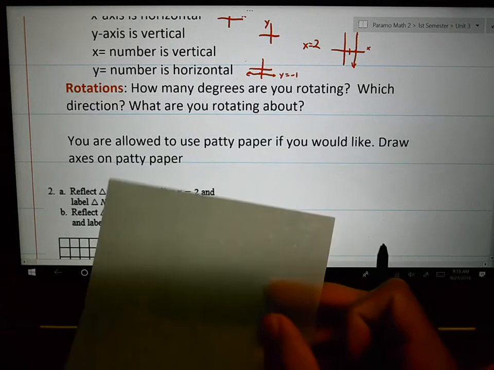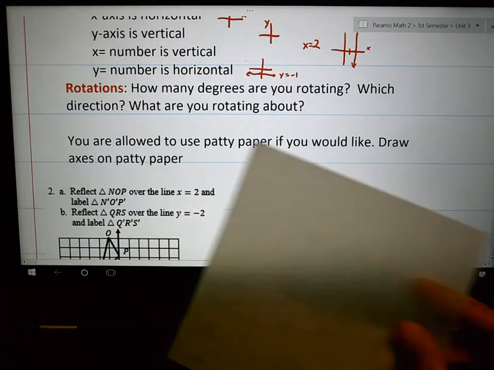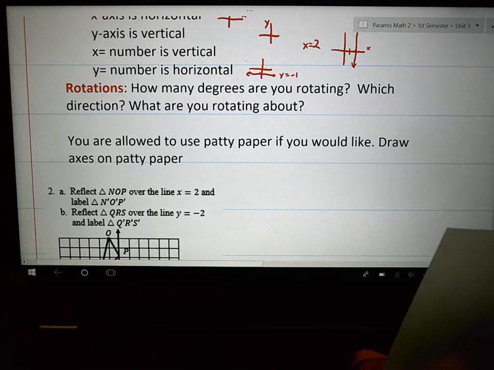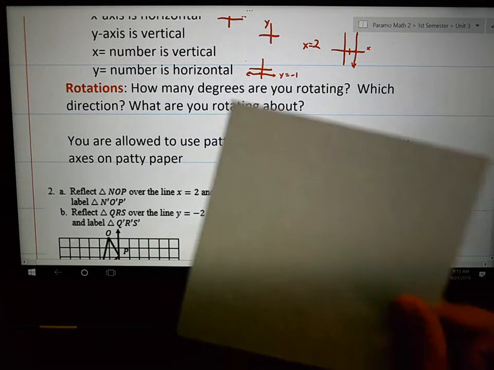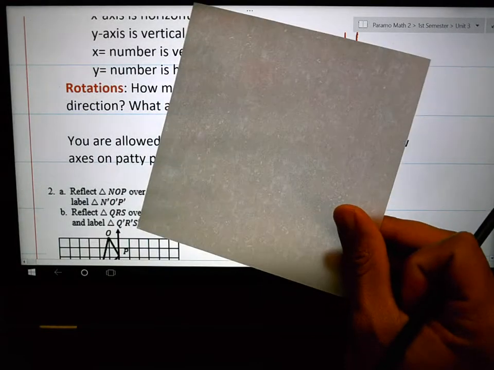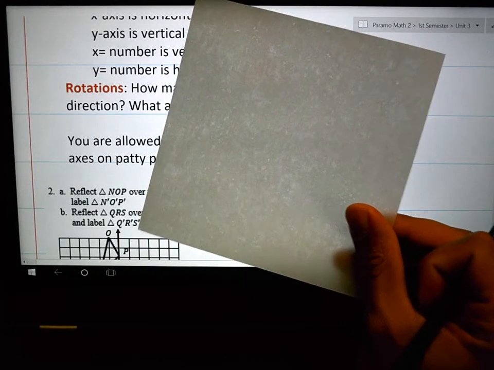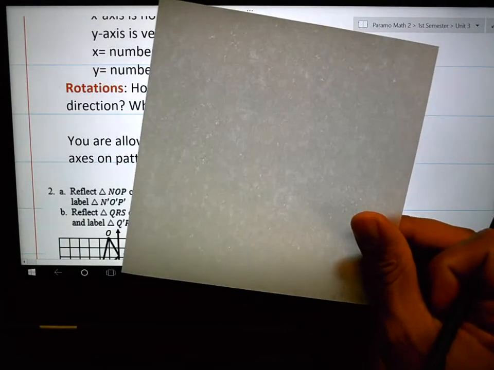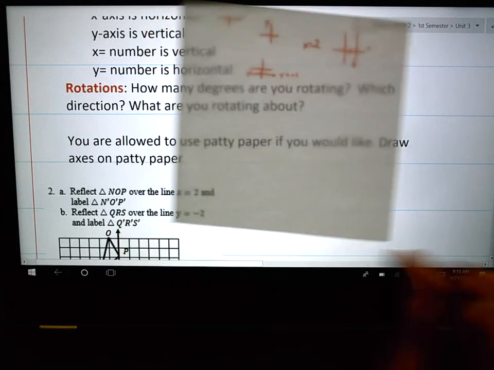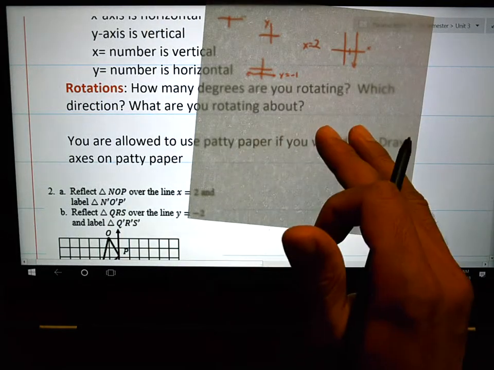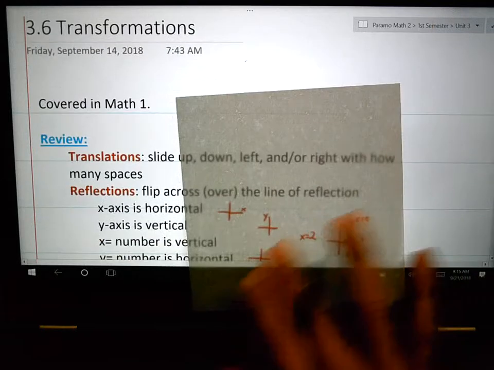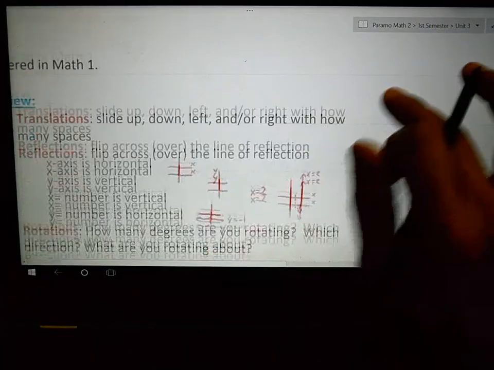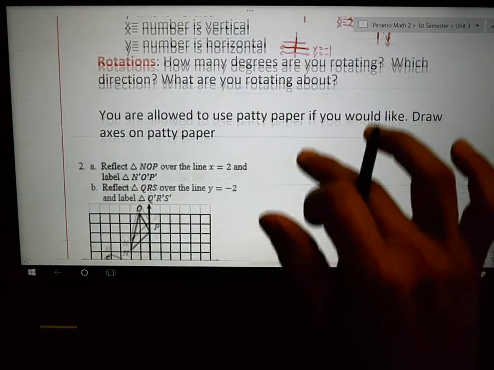If you want to, you can use patty paper. I actually have patty paper on my desk, and I also have rulers on my desk as well for anybody who would like to use some. This is patty paper, what I'm showing you right here. What's nice about patty paper is you cannot see through it until you lay it down, and then you can start to see through it. It's like tracing paper if you need it. I'll show you how I use it later on.